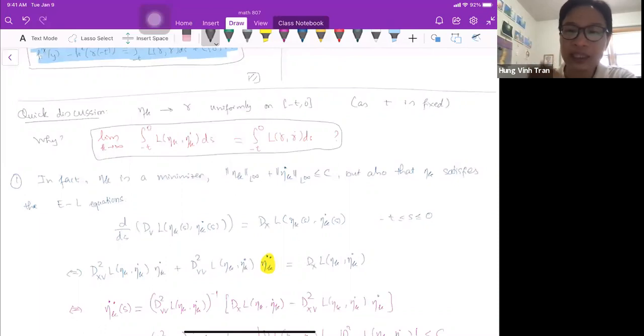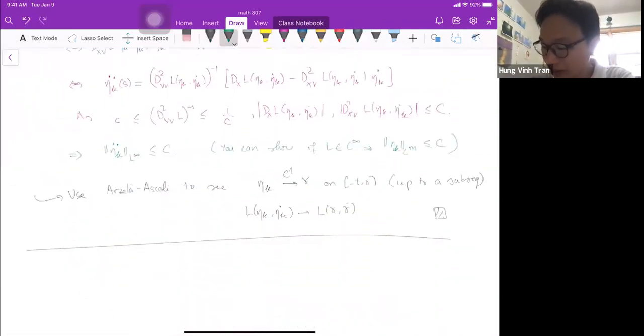People can say that, well, I'm cheating, I'm using too much of the regularity, and I'm using that L is uniformly convex and stuff like that. There's the other way, the cheaper way going through this, the second way, and I'm ending today's lecture by this. So there's a cheaper way of getting through this. Okay, you would have eta k converge to gamma uniformly on minus T0, right? And in fact, you would have that eta k dot is converging weakly to gamma dot, actually, right? Weakly.